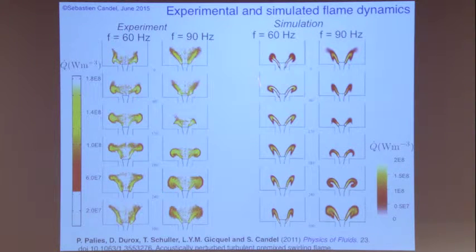And so you reproduce numerically, this is in Physics of Fluids, what you see experimentally here. This is after Abel transform and so on. It's not just a direct view. It's Abel transformed flame shapes.